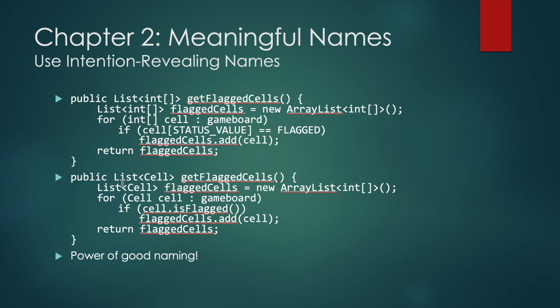And if you consider another version of the code, which I think is just a slight improvement, where we take this int array and wrap it in a cell class, then it's even more clear. You loop through all the cells on the game board. If the cell is flagged, add it to the flagged cells, and then return the flagged cells. So in terms of simplicity, this is exactly the same as the code that we saw before, but this is much cleaner in the sense that by using good naming, we reveal the intent of the code.